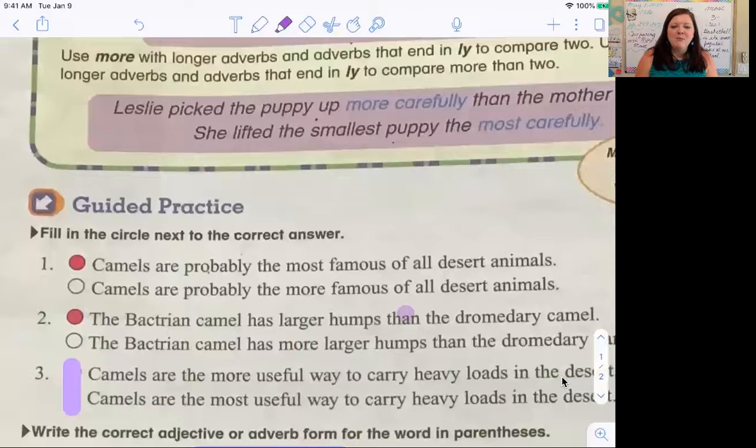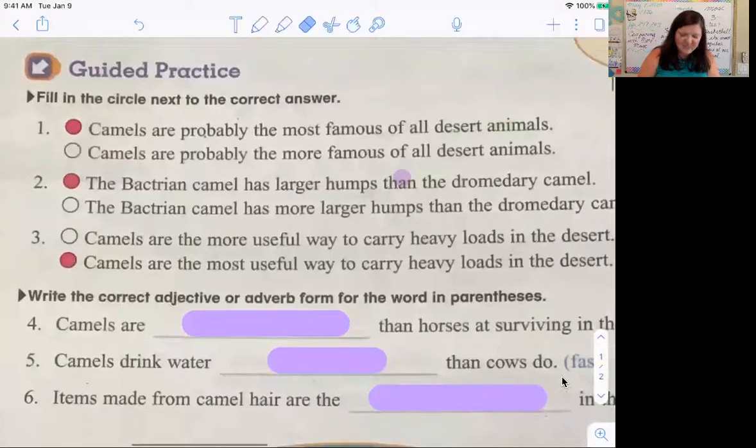Number 3, camels are the more or most useful way. Did you see the word the out in front? Right there. There's the. If we have the coming out in front, will we use more or will we use most? Let's see if you're right. We should use most if we are having the preceding the word. Let's look down at the next section.